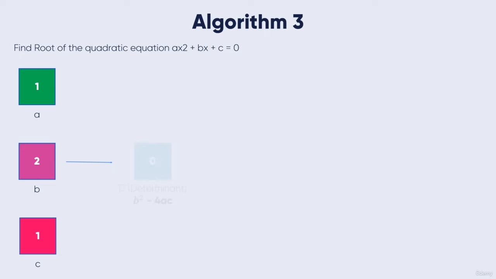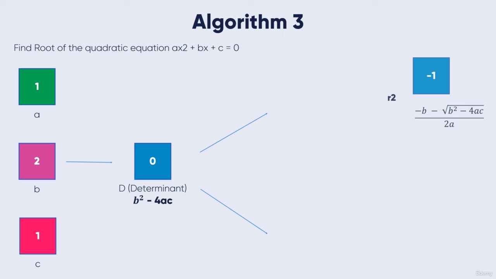Now we need to declare another variable called determinant. This determinant is calculated by b squared minus 4ac. This is the delta, or the determinant. So for this equation, the user entered a as 1, b as 2, and c as 1. The determinant would be equal to 0. This result, the determinant, will determine the roots of our quadratic equation, whether they are real or imaginary.